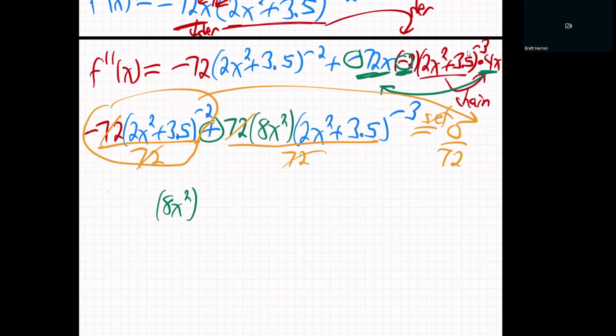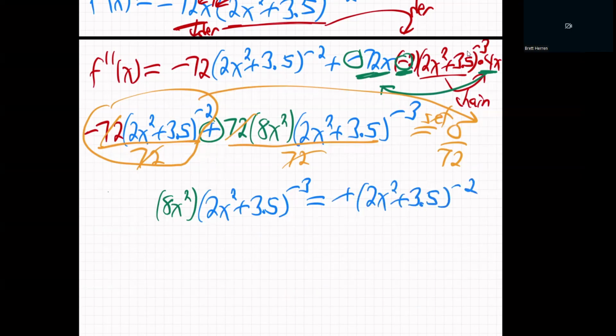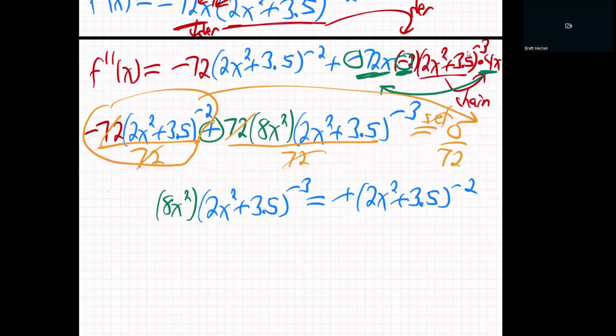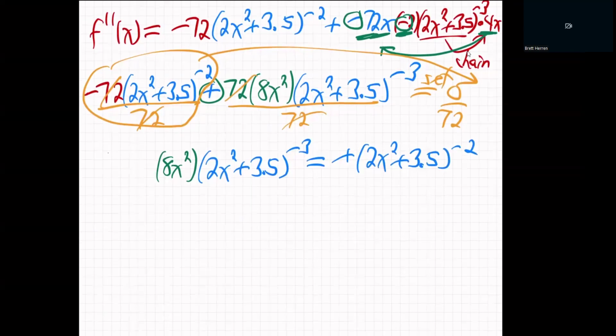So we got 8x squared, we've got 2x squared plus 3.5 to the minus 3 equals, jump that guy to the other side, and it becomes positive 2x squared plus 3.5 to the negative 2. You with me? This negative jumped over here and became positive. 0 over 72 is just 0. That's gone. Positive, and we got rid of 72, so it's just that.